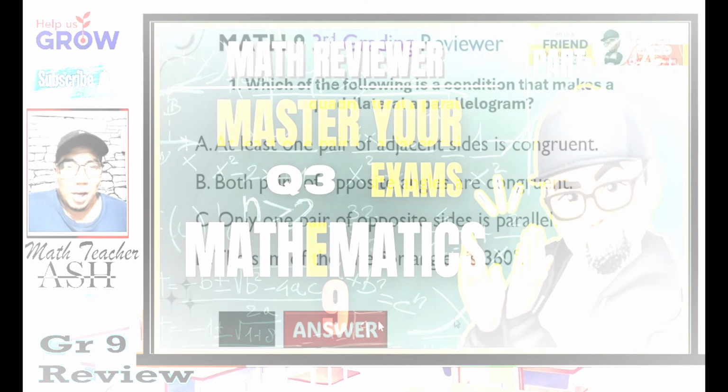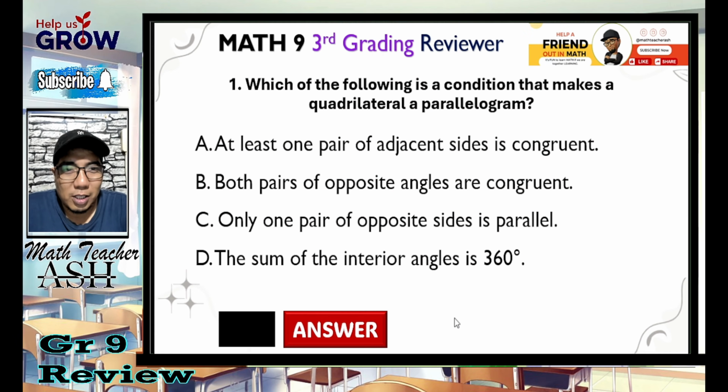Question number 1. Which of the following is a condition that makes a quadrilateral a parallelogram? Is it A, at least one pair of adjacent sides is congruent? B, both pairs of opposite angles are congruent? C, only one pair of opposite sides is congruent? Or D, the sum of the interior angles is 360 degrees. I'll give you 5 seconds to think about your answer.